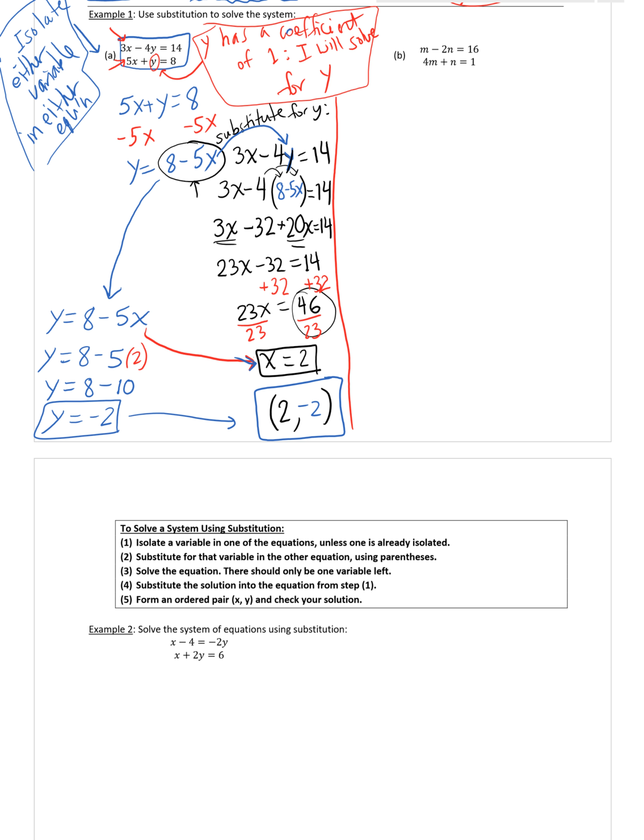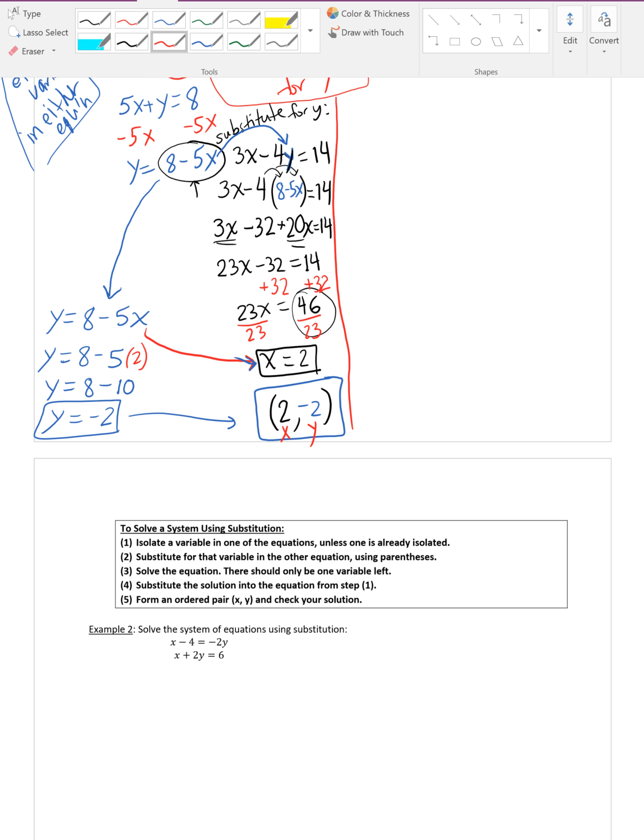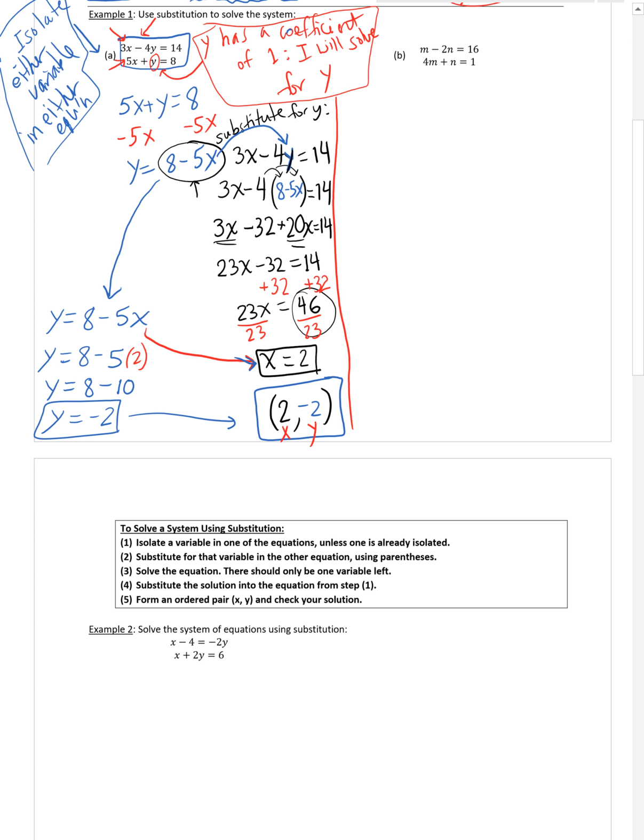And you could check it again like in the last one. Remember, your x value is positive 2 here, and your y value is negative 2. You'd have to substitute those into the top equation that you were given initially and see if it's true, and then substitute those into the second equation you were given initially and see if that's true. So you'd have to do both. That's the main thing to keep in mind.